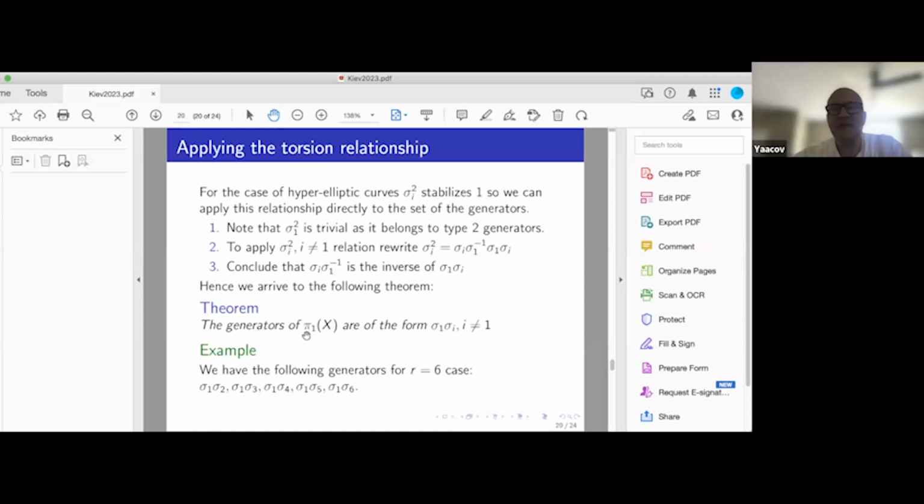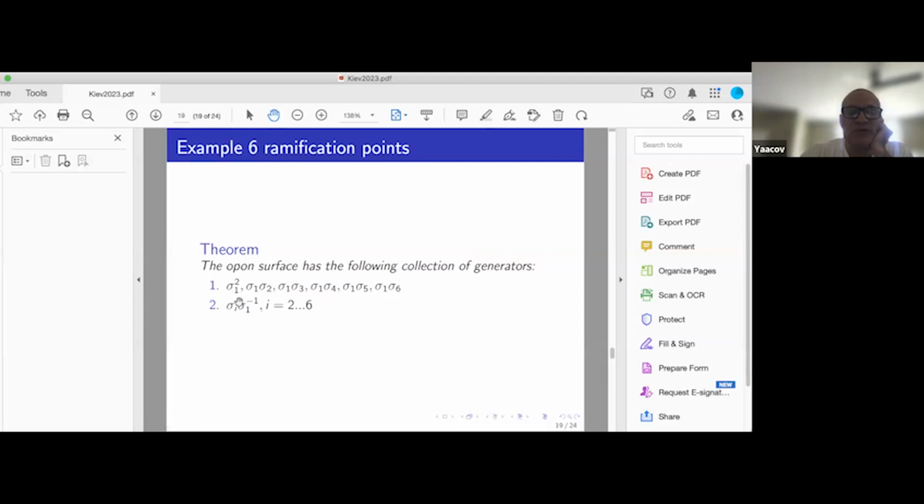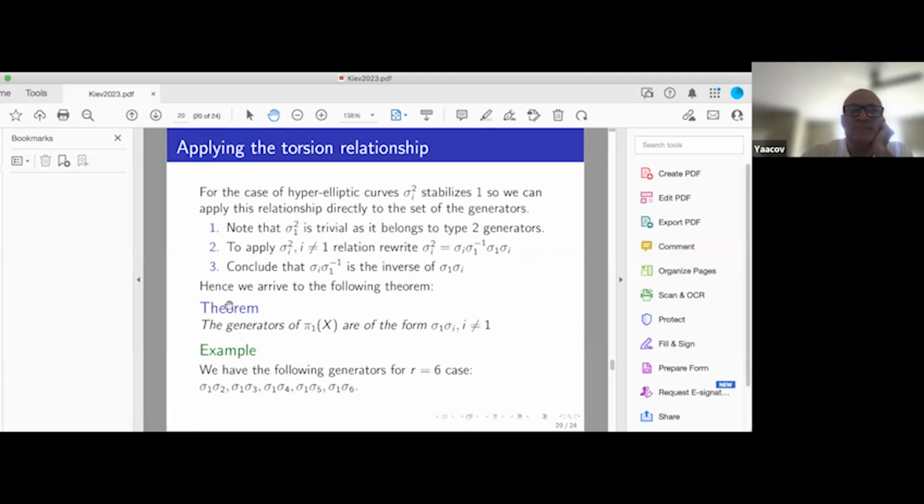Okay? Now, for the case of hyperelliptic curves, sigma I square stabilizes 1. So we can apply this relationship directly, without worrying about the conjugation, to the set of generators. So here I have sigma 1 square. Well, I know that it's trivial, so I will just remove it. Sigma 1 square is trivial as it belongs to type 2 generators.